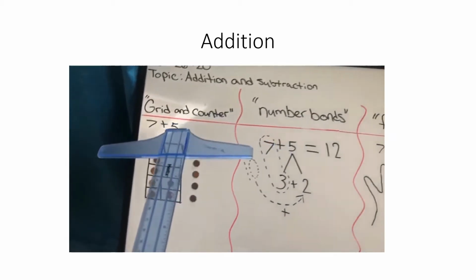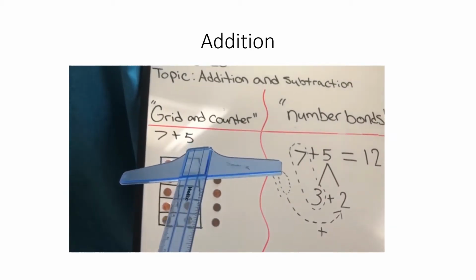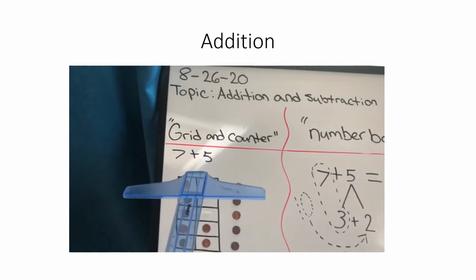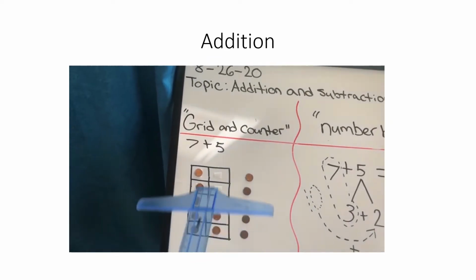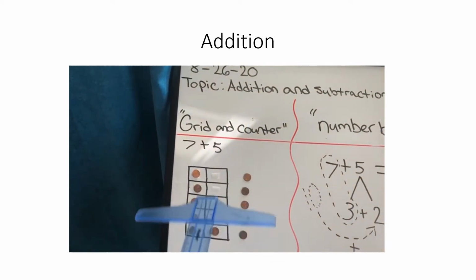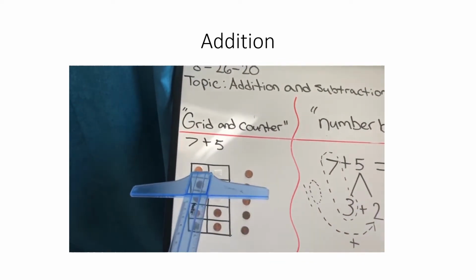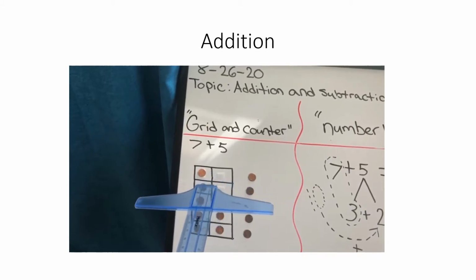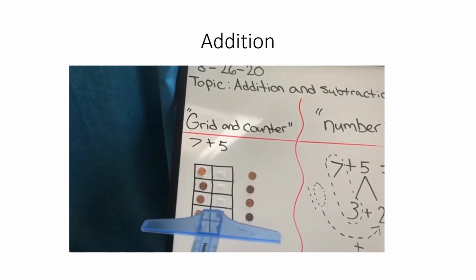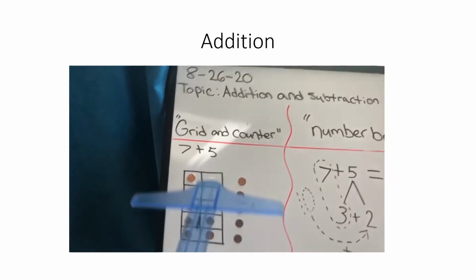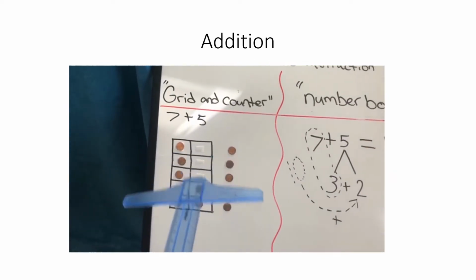Now let's focus on grid and counter. Let's say that I give you this exercise, 7 plus 5, and I give you a table just like this, and this table has 10 squares. Count with me. 1, 2, 3, 4, 5, 6, 7, 8, 9, 10. So we have a table with 10 squares.